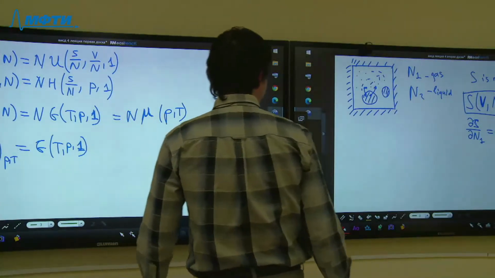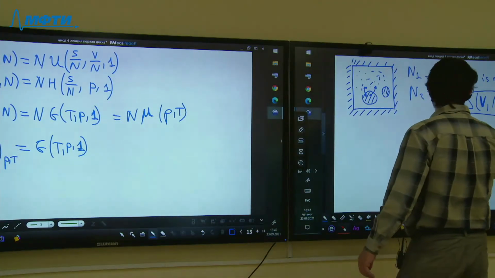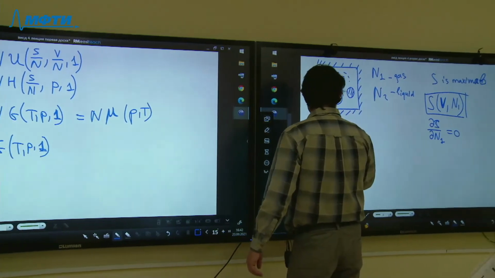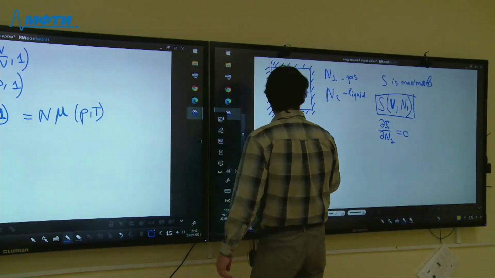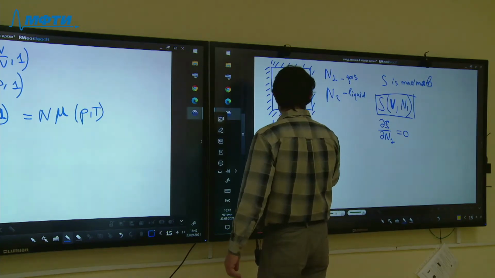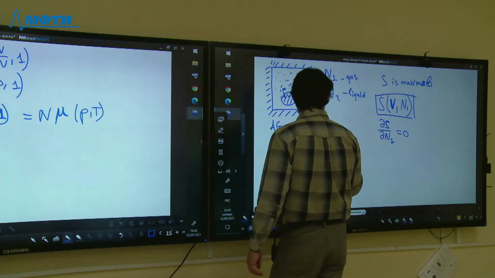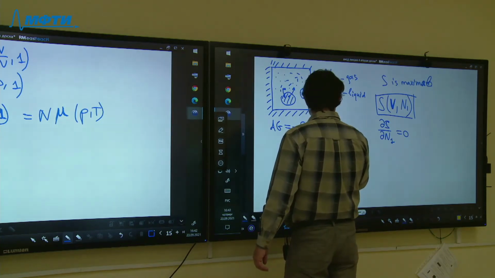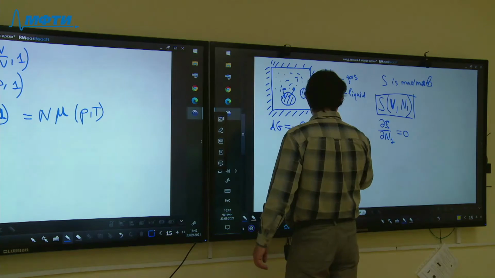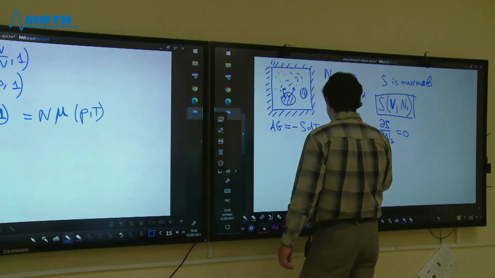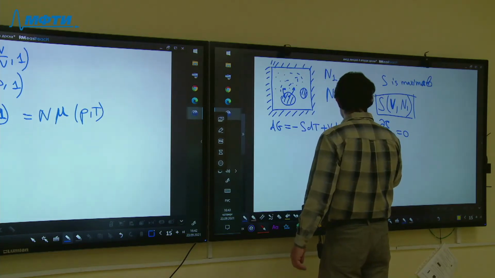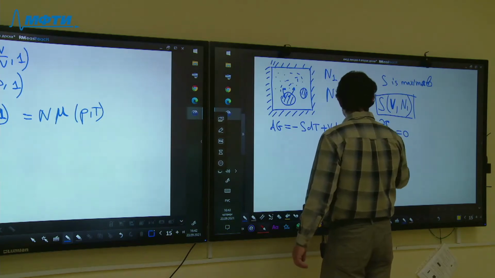Let's write the condition for equilibrium between these two phases. So let's first start with the differential for the Gibbs energy. So it says that dG is minus S dT, plus V dP, plus mu dN.